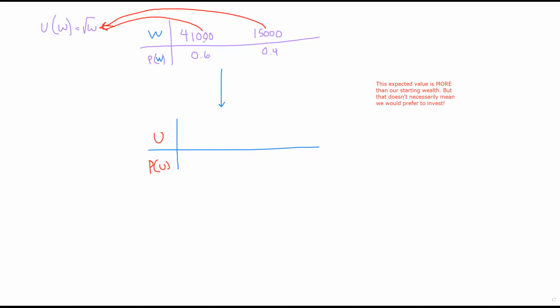So if I do square root of 41,000, I get 202.48. And if I take the square root of 15,000, I get 122.47. Let's put the probabilities here and go ahead and calculate the expected utility. It would be 202.48 times 0.6 plus 122.47 times 0.4. There are a lot of calculations going on here. Give me a sec.